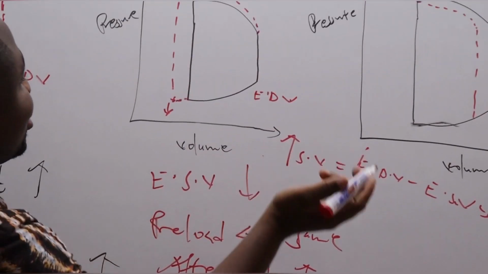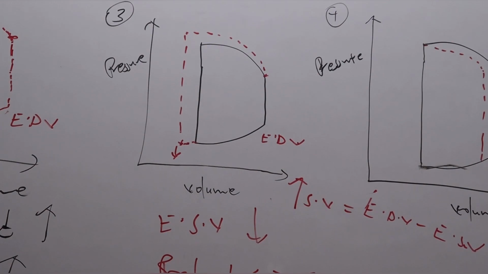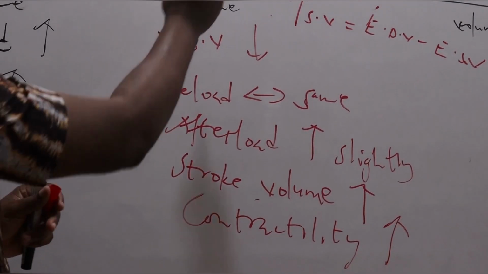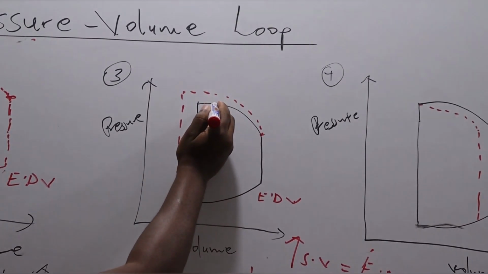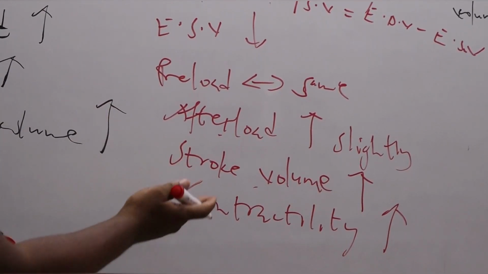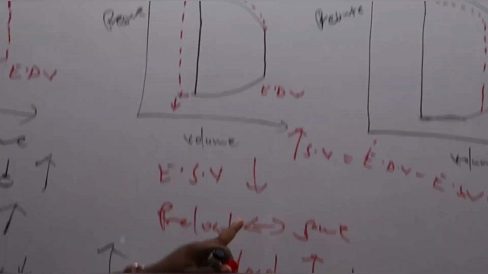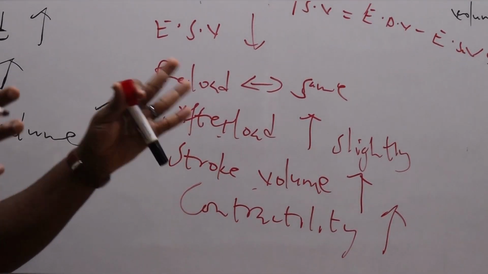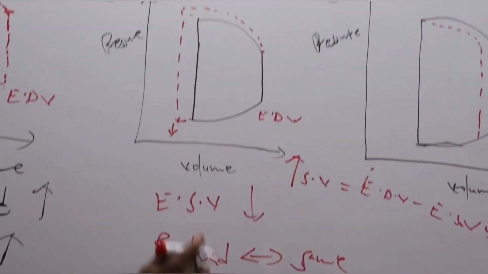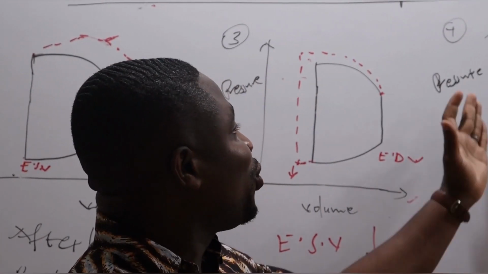Look at the preload. The preload is here. As you can see, the preload has not changed. It's still the same. Now we go to the afterload. Look, this curve, it has increased slightly. So we'll say that the afterload is what? Slightly increased. The stroke volume, we already talked about that. Then the contractility. If the afterload is increasing, then it means that the contractility will also have to what? Increase to balance the equation. So the contractility here is what? Increased as well. Now let's move to the fourth one.